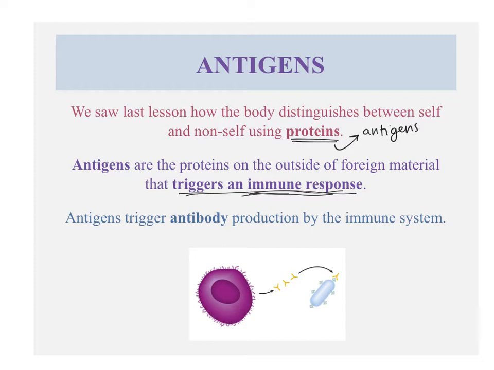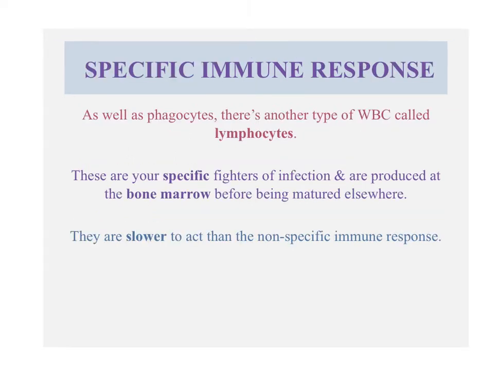Now, generally, when we're talking about antigens, we result in the production of an antibody. And the antibody is what we learn at GCSE as things that can fight against bacteria. So what we're going to look at today is how we fight against viruses and a little bit more in detail about this bacterial response system.